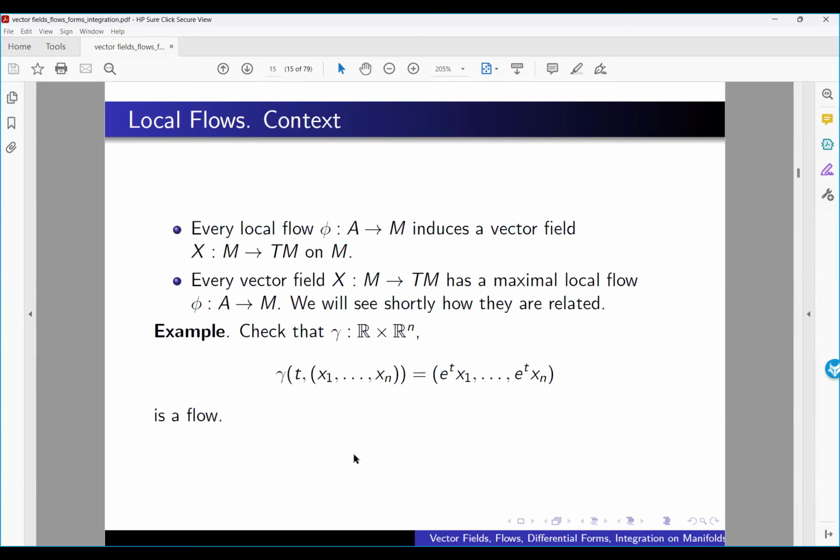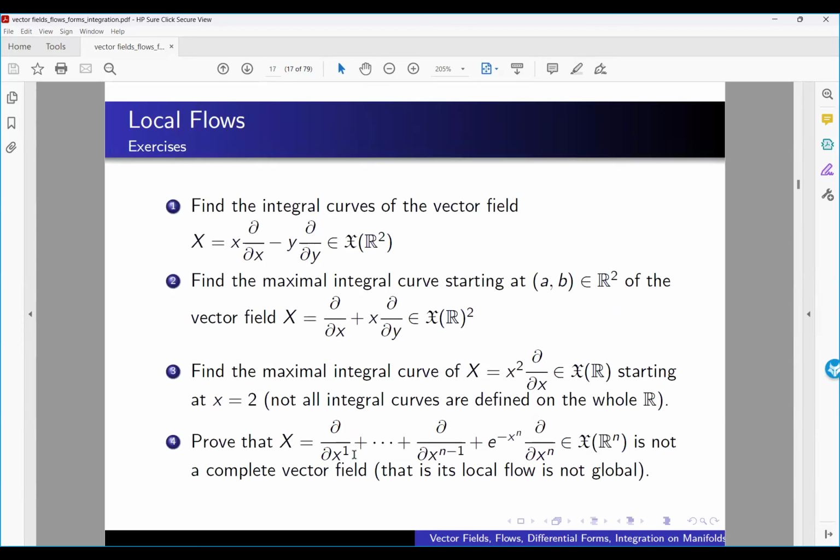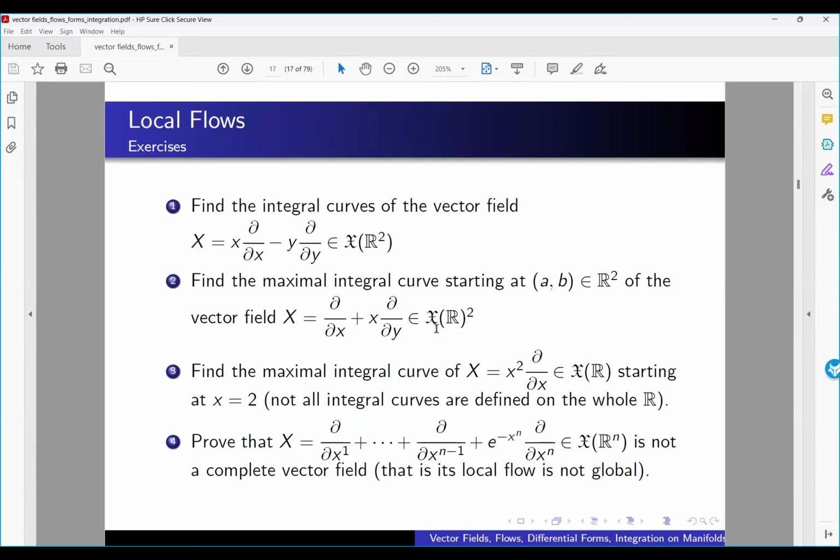So this is what I'm writing here. This is the example that we just took. Here I'm giving some definitions that I'm going to explain in one second, and then we are going to take some examples to find the integral curves for the vector field, the maximal curves, and so on. A complete vector field simply is a vector field for which the local flow is global, the one that you've seen previously, which can be defined not only on the subset there, but on the whole R times the manifold.